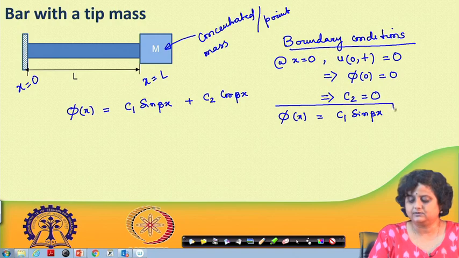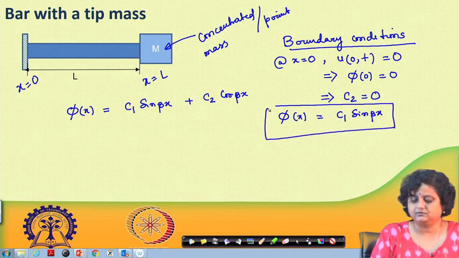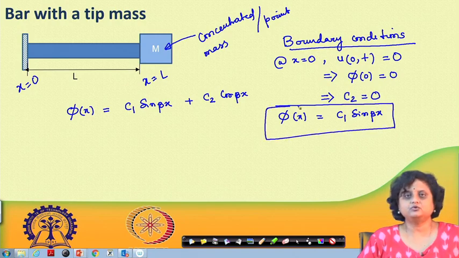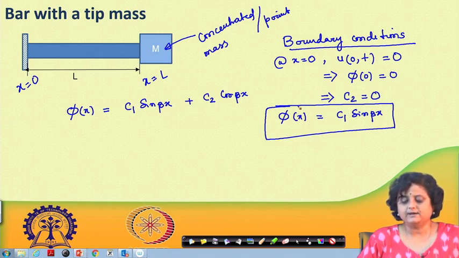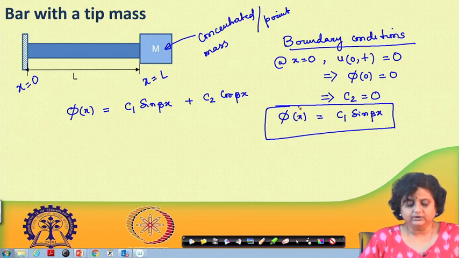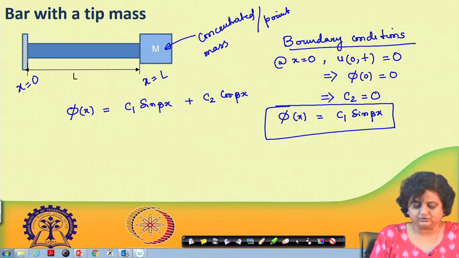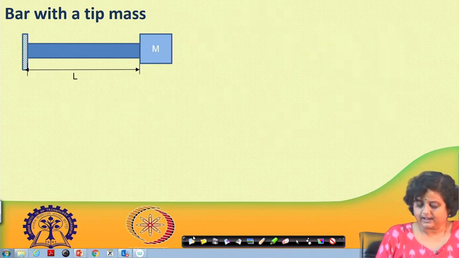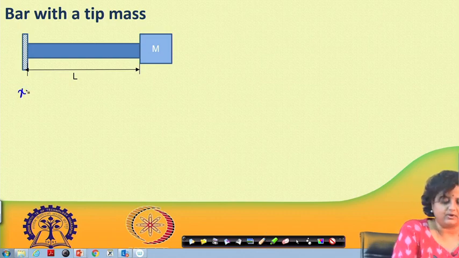So, this is the solution. I have phi x as C1 into sin beta x. Now, I need to find out the possible solution of C1 and beta. Therefore, I would need the other boundary condition. So, let me go into the boundary condition at x equal to L.